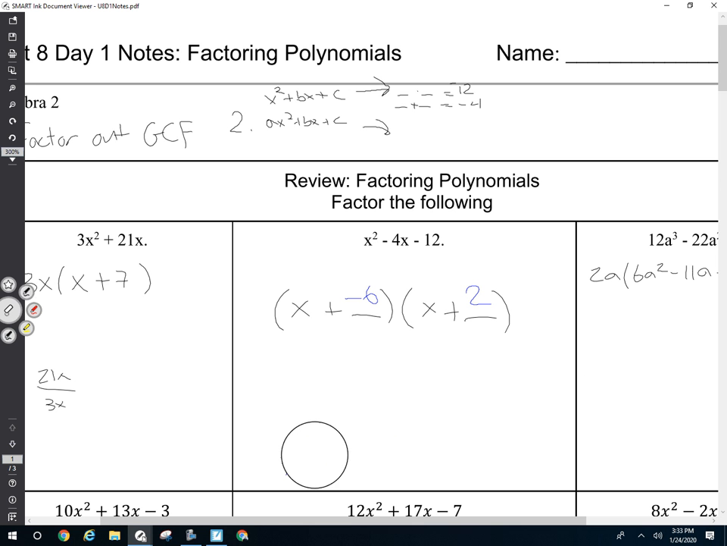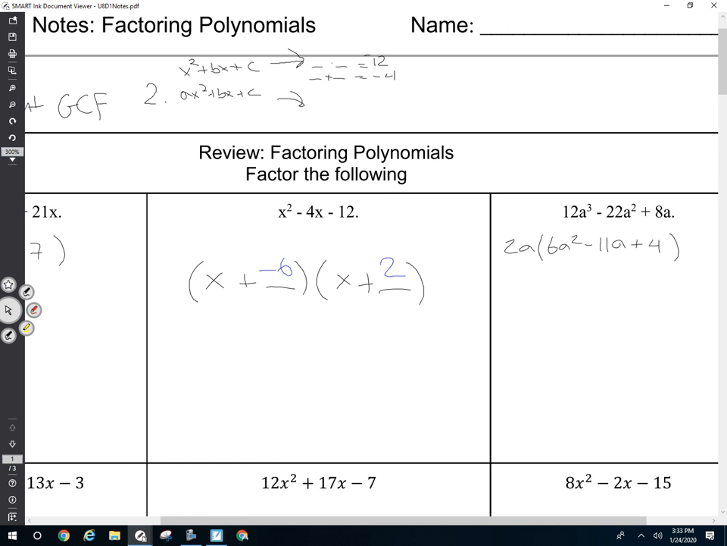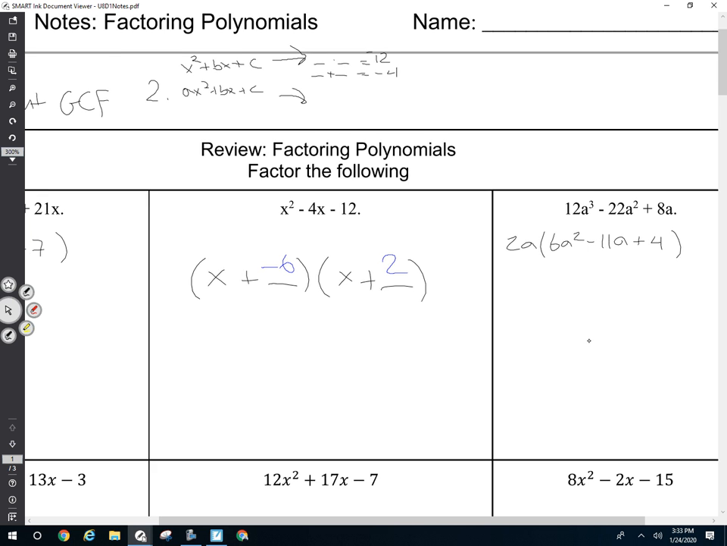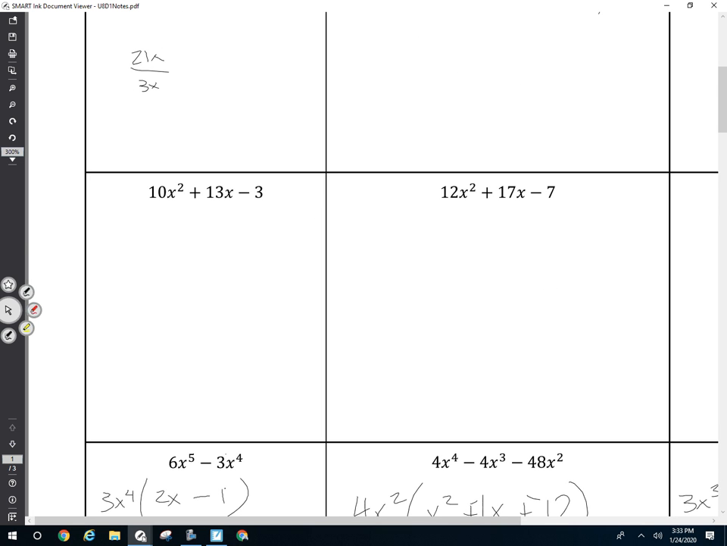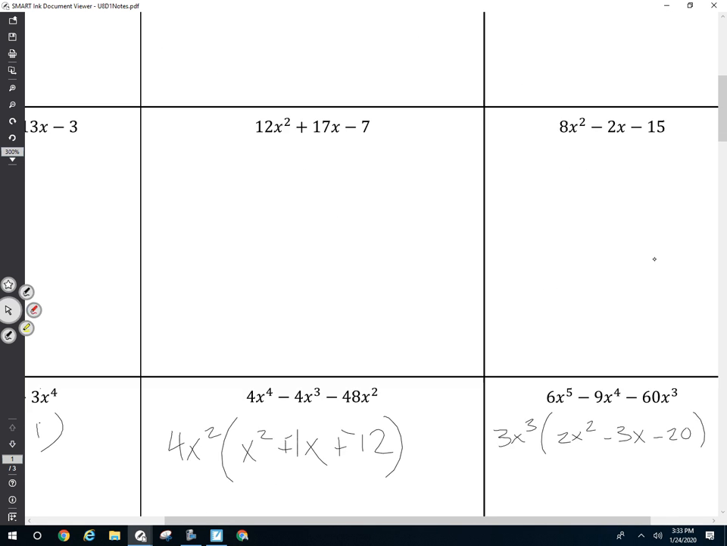So, let's keep looking. Sometimes, after we factor out, we're going to have an x squared plus a bx plus a c. Is this an x squared plus bx plus c? Close, but the a is different. We're going to go back to that. Close, we'll have to go back to this one too.